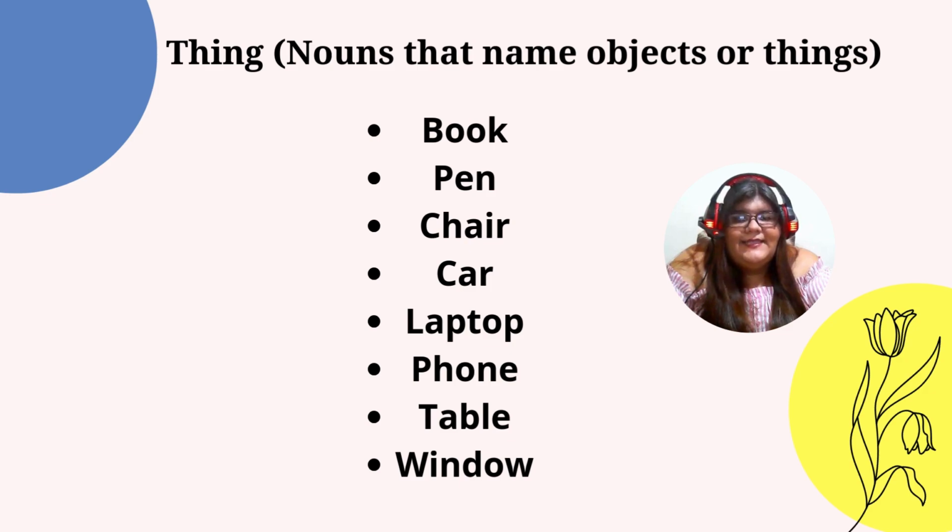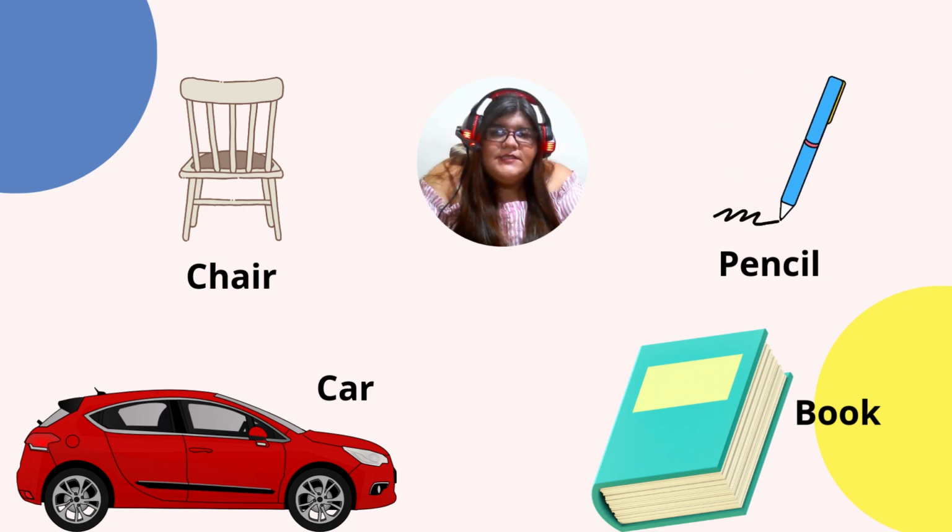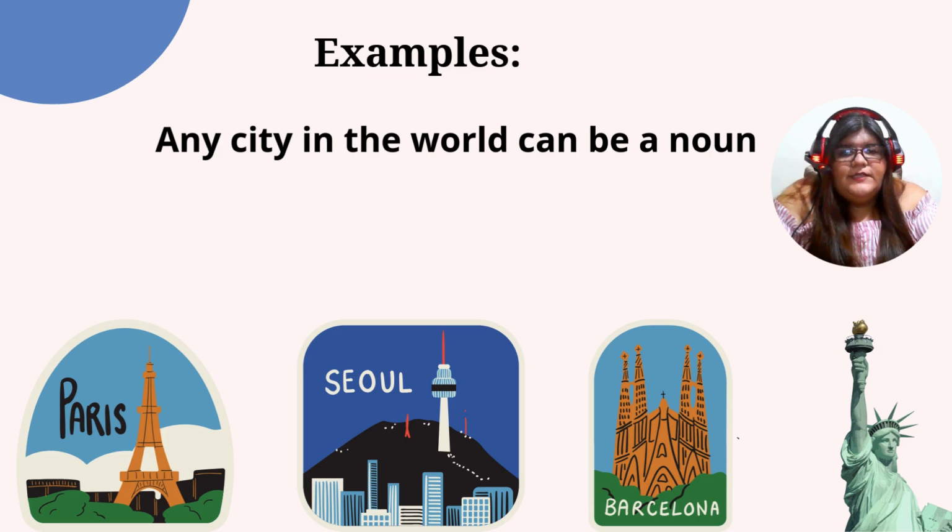Then we have thing, nouns that name objects or things. For example, book, pen, chair, car, laptop, phone, table, and window. Anything that you can name as an object, animal, or person is a noun. Keep in mind that all of these are nouns in a sentence: chair, pencil, car, and book. And like I said, any city or country can be a noun. For example, Paris, Seoul, Spain, the United States, and any country is a noun.